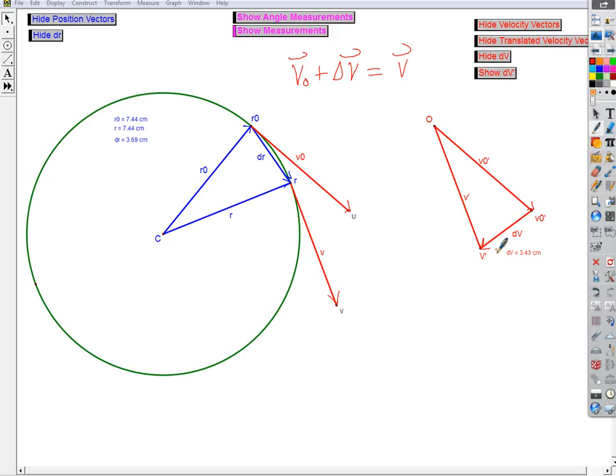Okay. All right, so now let's look at these two triangles. What can you tell me about these two triangles? The blue triangle and this red triangle.